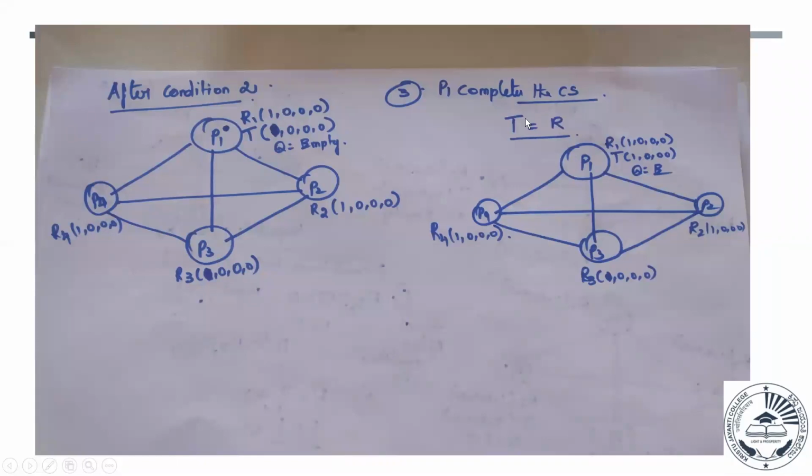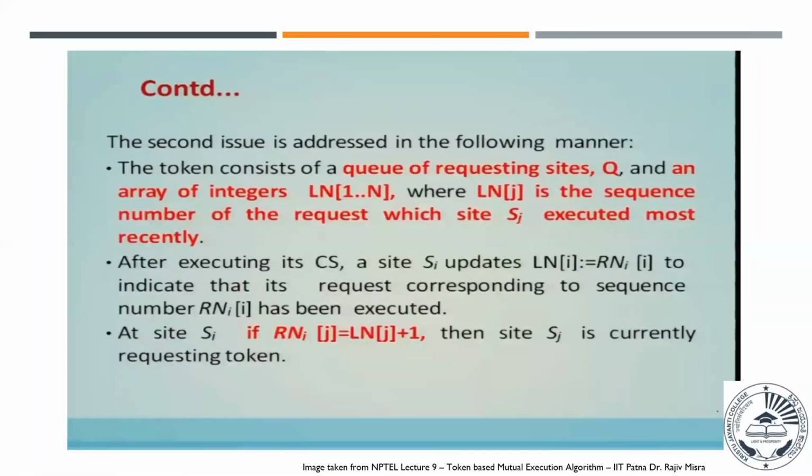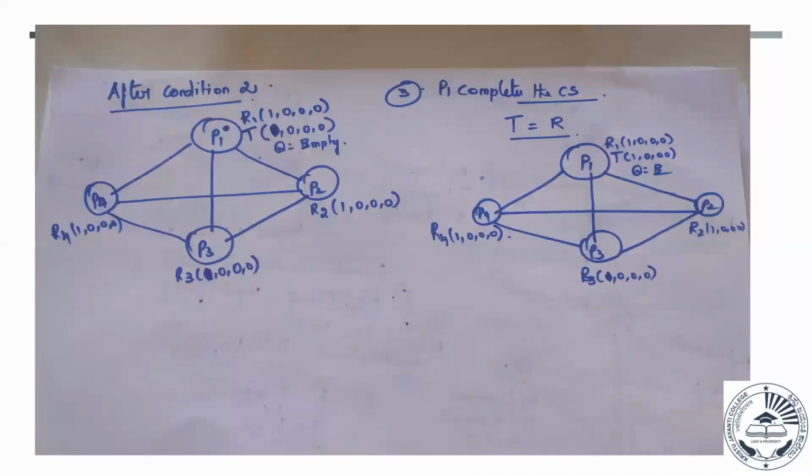Okay, so he is completing the critical section. So once P1 completes the critical section, what was the condition we checked? T is equal to R. Okay, T is equal to R. You see here, after executing his critical section, a site SI updates Ln of I, that is T and Rn of I. So T is equal to R. Okay, the token array is equal to R, to indicate that its request corresponding to the sequence number Rn of I has been executed. So he is done with the critical section.